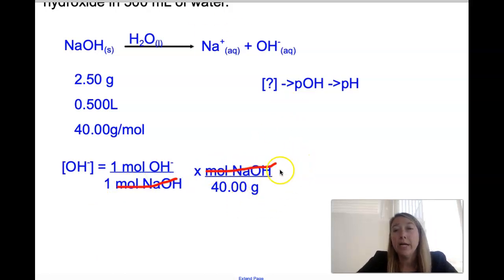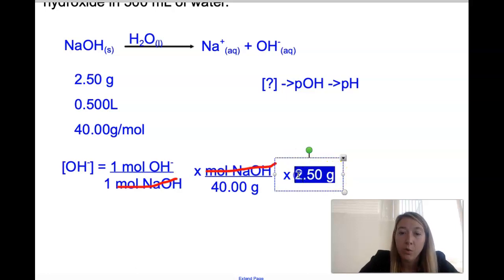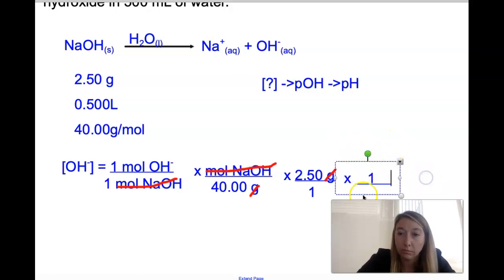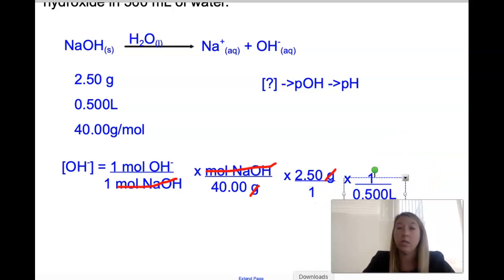Okay, we need to get rid of grams. To get rid of grams, we're going to times by 2.50 grams. You can put it over 1 if you want. You don't have to. But if you like your stoich to always have a top and a bottom, then you can definitely do that. Now we cancel out grams. Now we look at our units. We have just moles of hydroxide. We need to introduce the liters, so we are going to times by 1 over 0.500 liters. Now that's going to give us the moles per liter that we need.